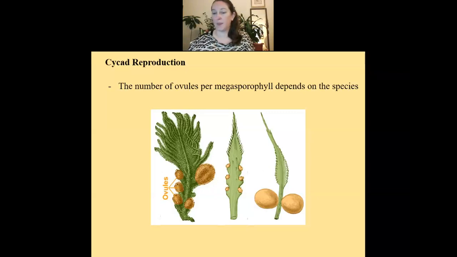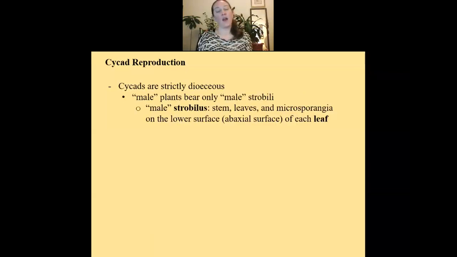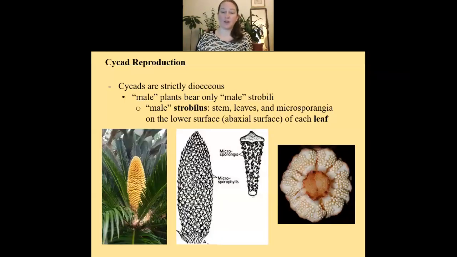And then here's around where we left off last time, talking about where the male structures are located. Unlike the megasporophylls, which are sometimes arranged in a strobilus and sometimes arranged in a crown of fertile leaves, depending on the species, the male plants always have a strobilus in cycads. Always, always, always. So this is just a reminder of what makes up a strobilus, and we left off here last time to look at the different parts.